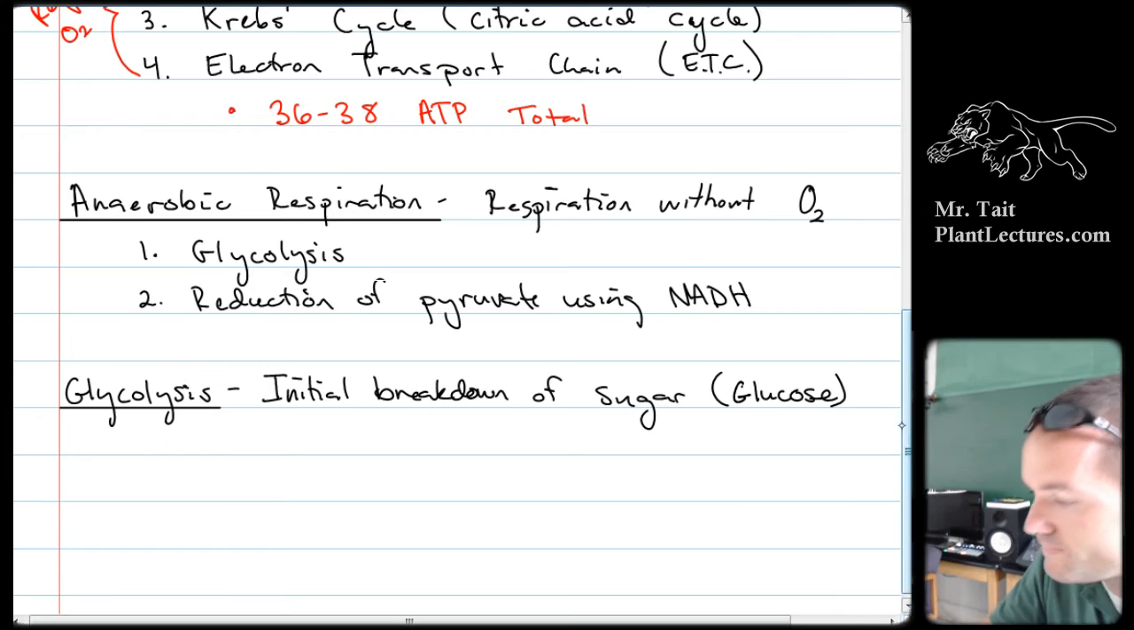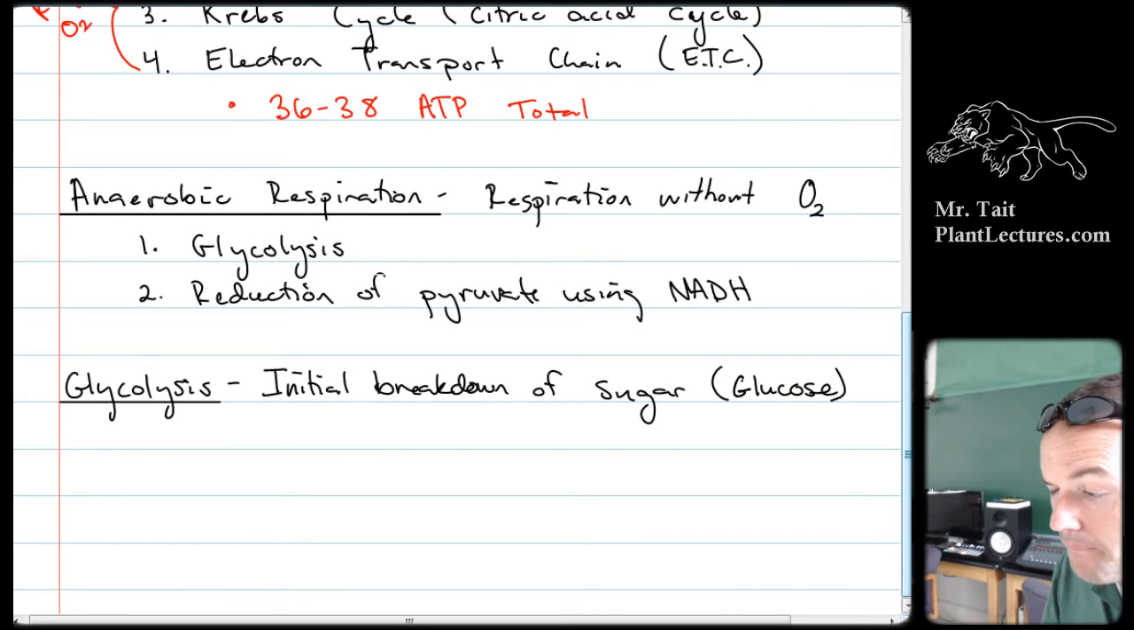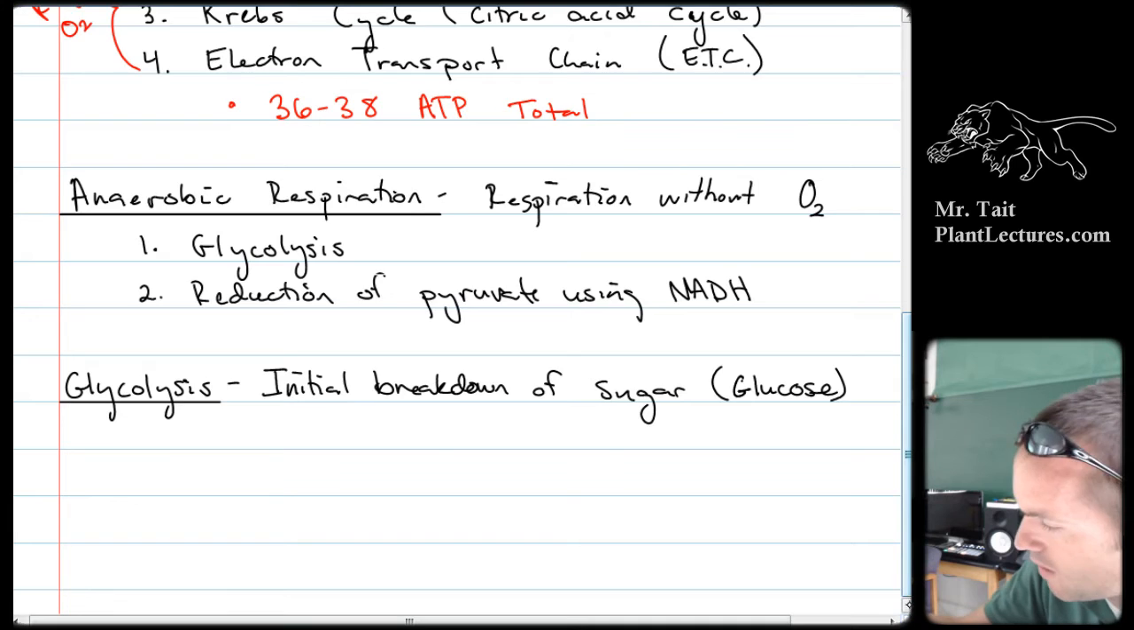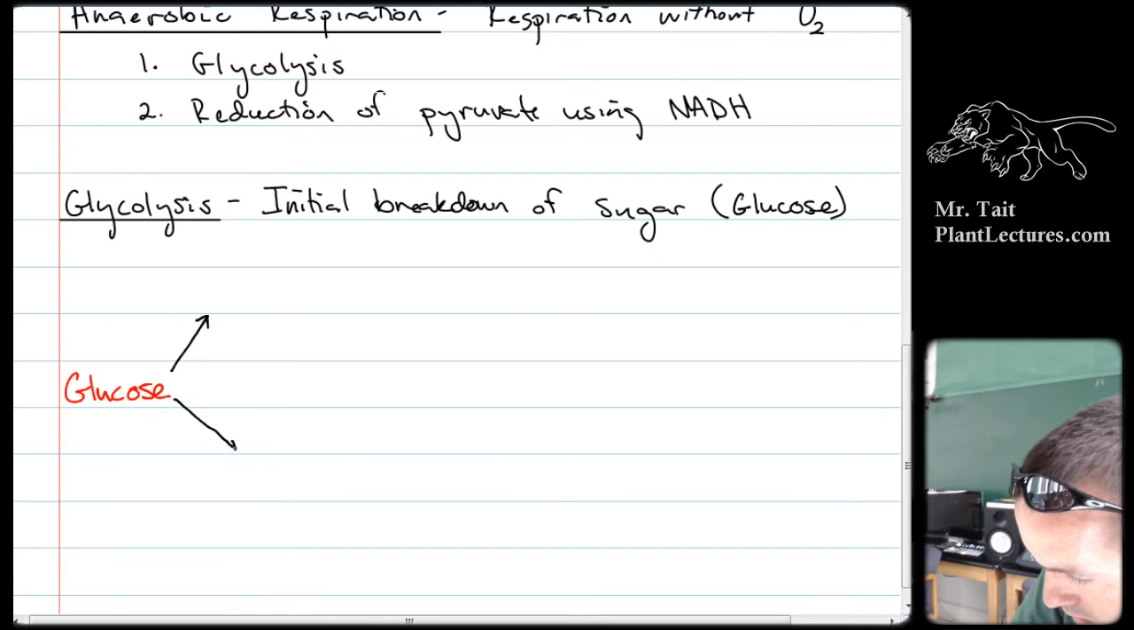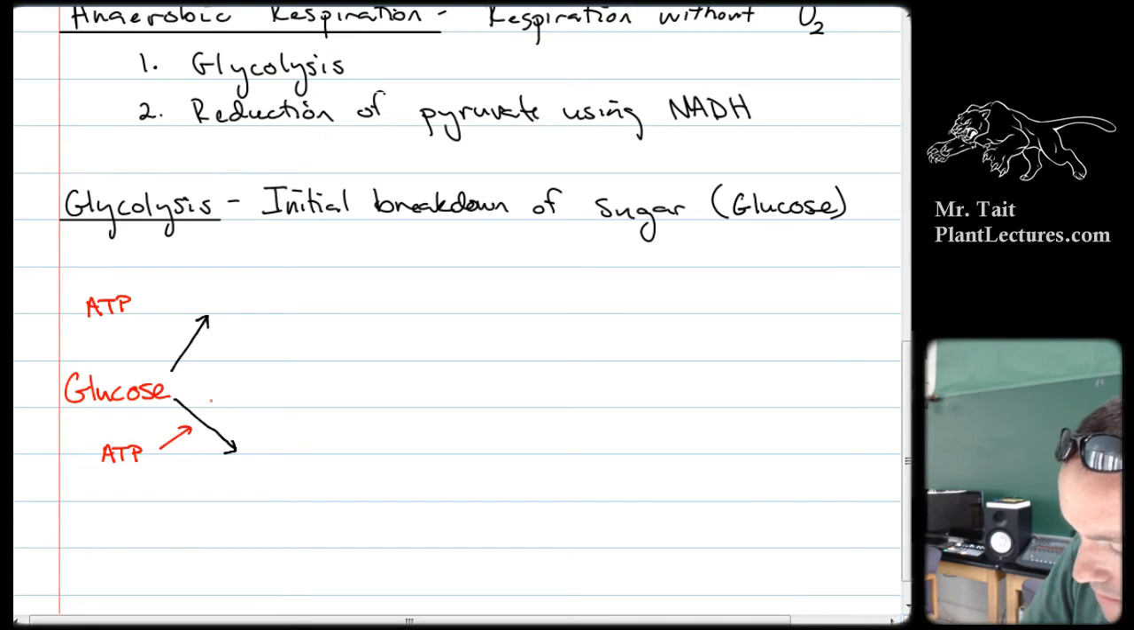Okay? So, this starts with glucose. We'll do our inputs in red here. Glucose, that's our input. Okay? And glucose is going to get broken down into 2 3-carbon chains. Okay? And if you spent the time to learn the molecules in Calvin cycle, you're going to be really happy because these are exactly the same. Okay? So, glucose gets broken down.